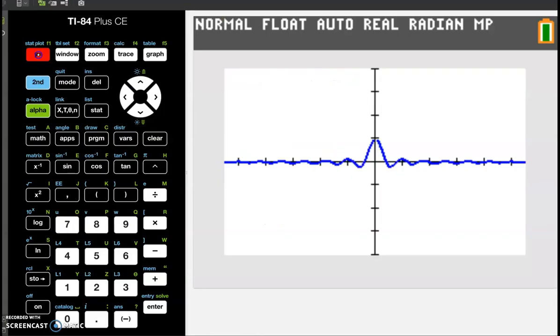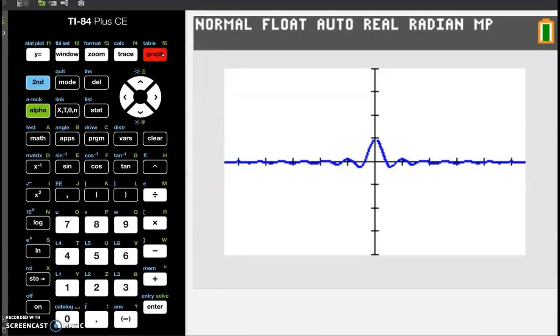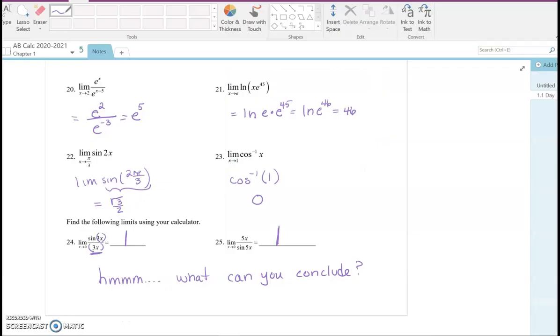So here is the graph of problem number 24. And if I take a graphical approach, I know that as x approaches 0 from the left, y approaches 1, and from the right, it approaches 1. Therefore, the limit exists. Now, the value does not, but the limit exists there. So I'd like for you to graph 25 and tell me what you think. I got 1 for both. So what can you conclude?